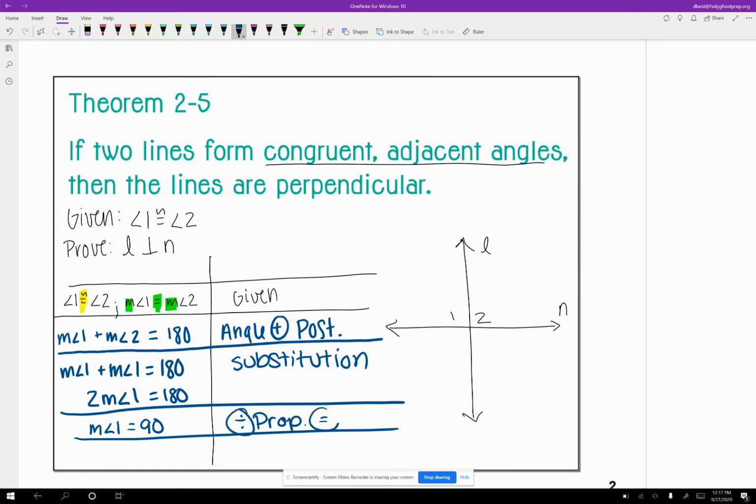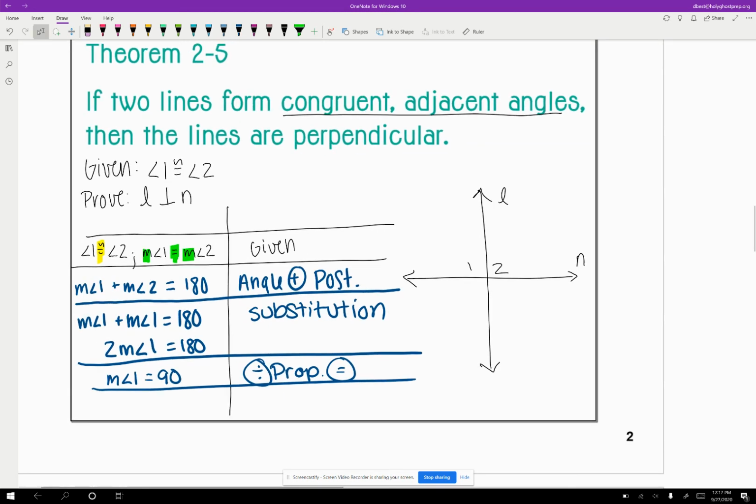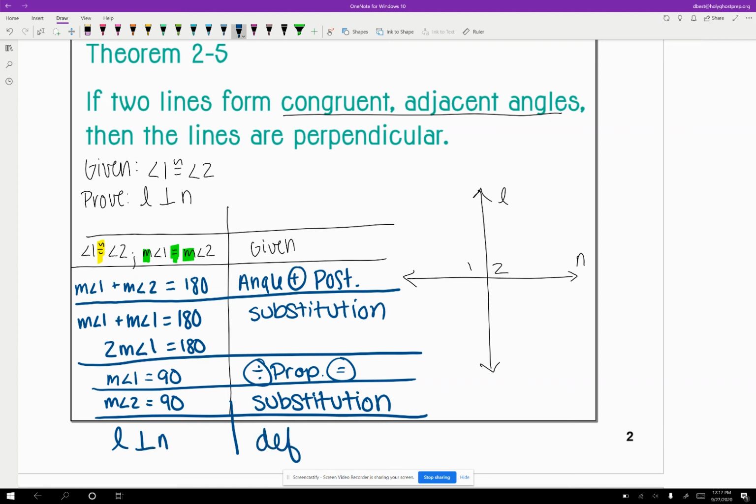So I use my division property, which means the measure of angle 2 also has to be 90 because 1 and 2 are equal. So again, substitution. And now that I have two equal 90-degree angles, I know that L is perpendicular to N by the definition of perpendicular lines. I had to be able to show that my two angles were 90 degrees though before I could use my definition.